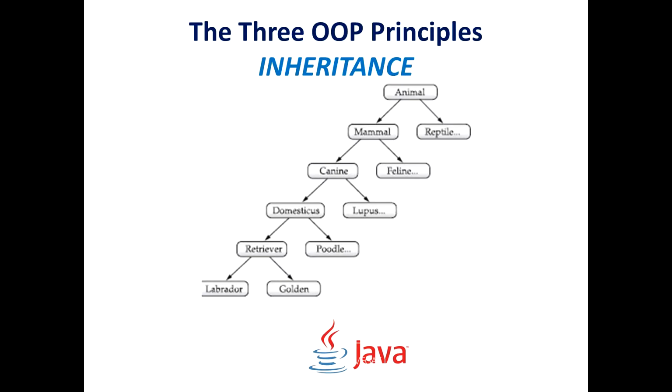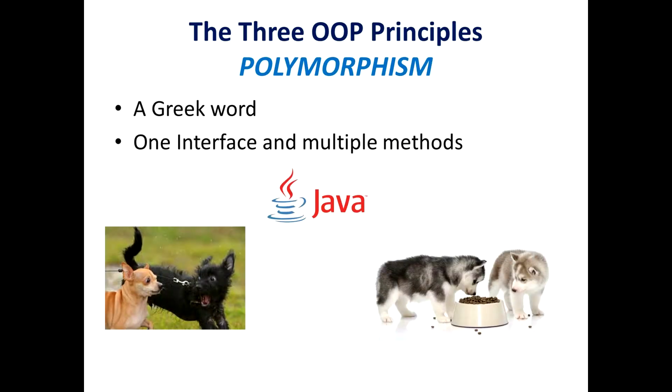So I guess by the explanation I gave, you have got what this diagram means. We have the superclass animals, and we have the subclasses mammal and reptile. Under mammal we have the subclasses canine and feline, and under the class canine we have the subclasses domestic and lupus, and under domestic we have the retriever and the poodle, and then under retriever we have the labrador and the golden. So that's inheritance, and let's start with polymorphism.